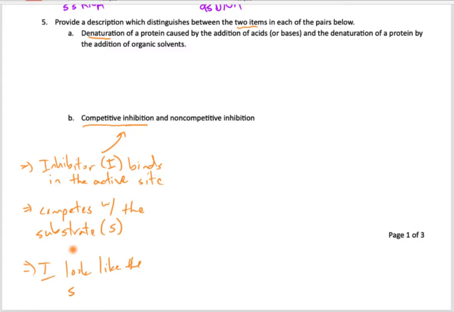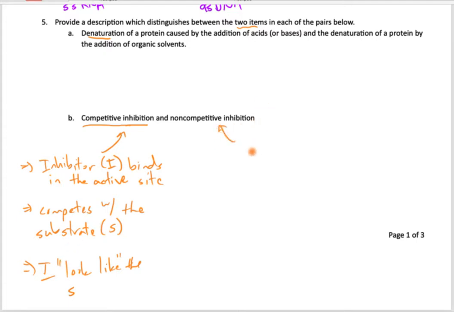And I should probably put quotation marks around "look like." It's going to have the same chemical signature as the substrate. Right, there's just going to be a small portion of the inhibitor that has a similar chemical signal or signature as the substrate, so it can sit in that little pocket that we call the active site.